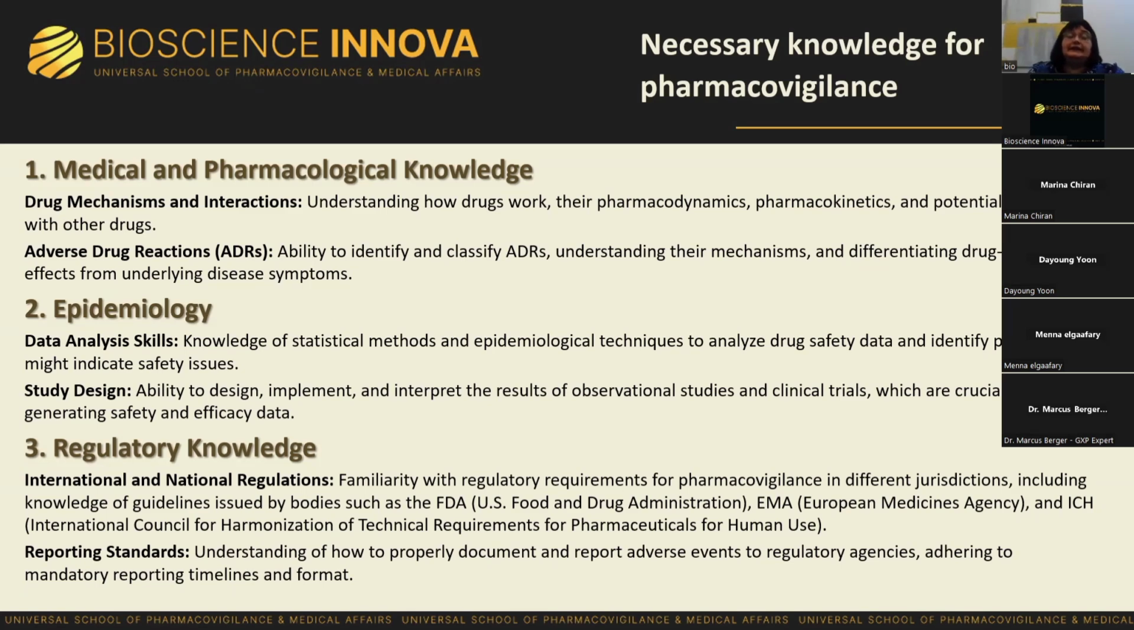Regulatory knowledge, international and national regulators: familiarity with regulatory requirements for pharmacovigilance in different jurisdictions, including knowledge of guidance issued by authorities such as the FDA, United States Food and Drug Administration, the European Medicines Agency, and ICH, the International Council for Harmonisation of Technical Requirements for Pharmaceuticals for Human Use. Reporting standards: understanding how to properly document and report adverse reactions to regulatory agencies, adhering to mandatory reporting timelines and format.